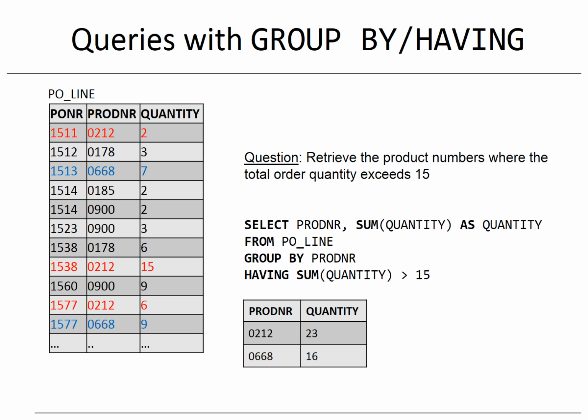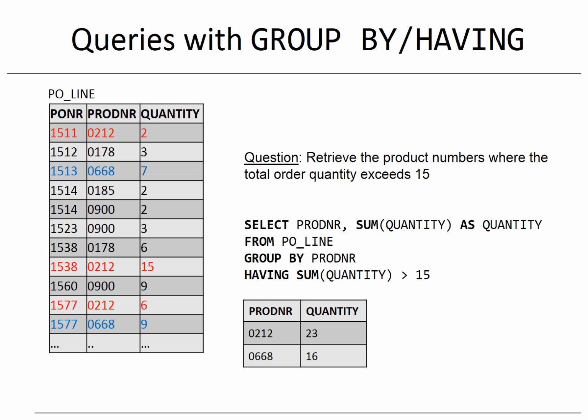Here you can see another example. Let's assume we want to retrieve the product numbers of products where the total order quantity exceeds 15. This can again be solved using a group by having construct. More specifically, the SQL query becomes: select product number, sum quantity as quantity from PO line, group by product number, having sum quantity bigger than 15.